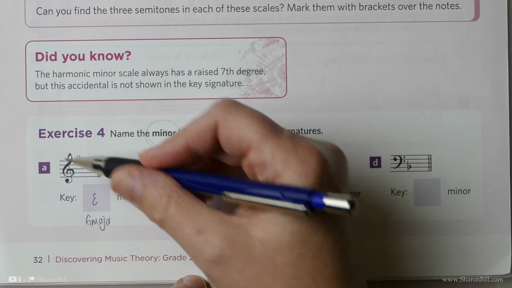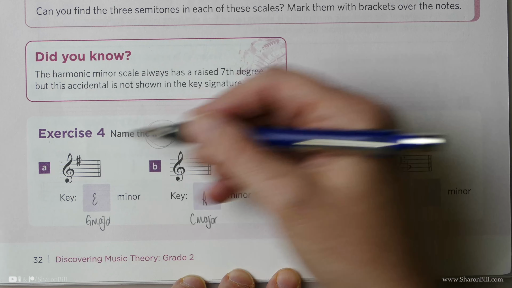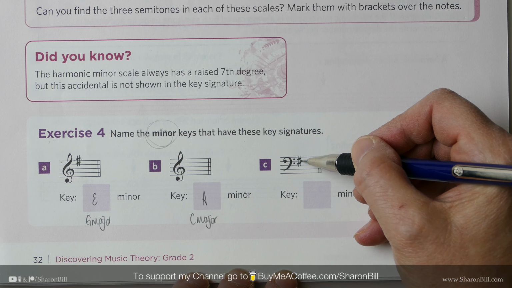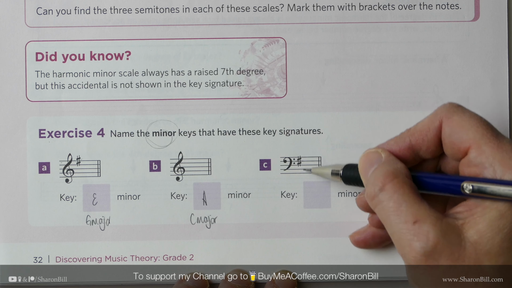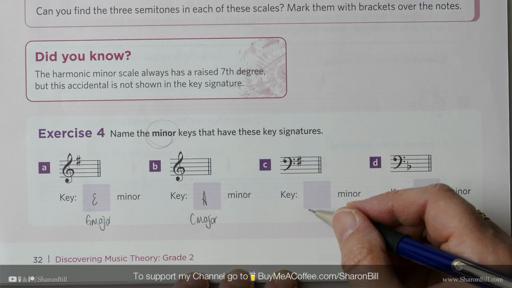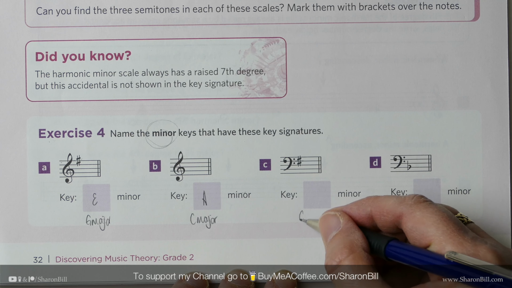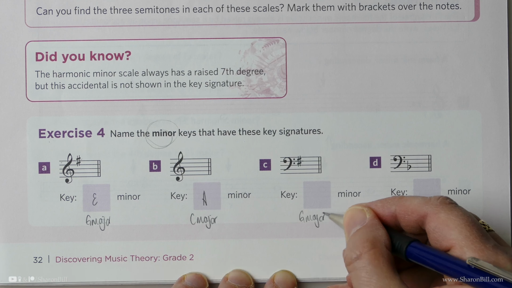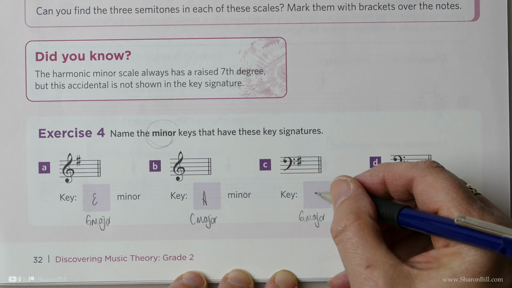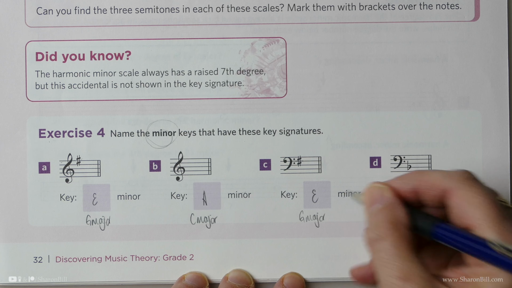We have this question again. We've already answered this just because it's in the bass clef. It's the same. F sharps, good boys say football, F sharps is the key signature for G major, and the related minor key is E minor.